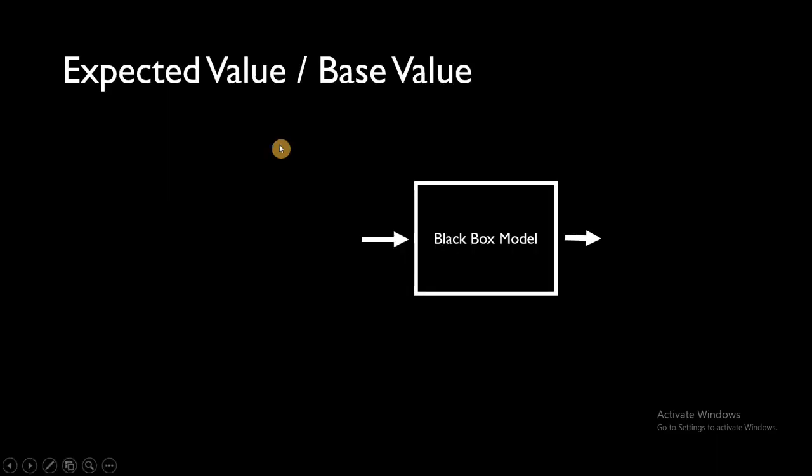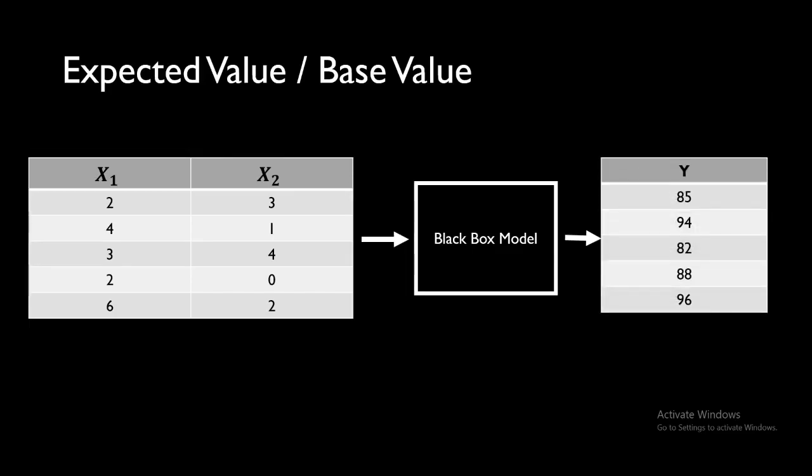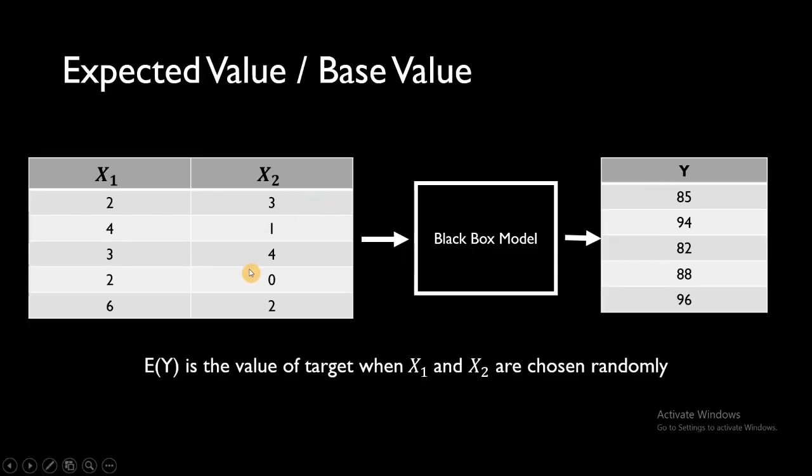So let's see what the expected value or base value is. Let's say we have a data set with only 2 features, x1 and x2. We put it in a black box model and we get the output y. The expected value, or E[y], is the value of the target when we randomly choose the features. Suppose I choose x1 and x2 randomly 10 times and I get 10 values of y. Then I average those values of y and I get the expected value.